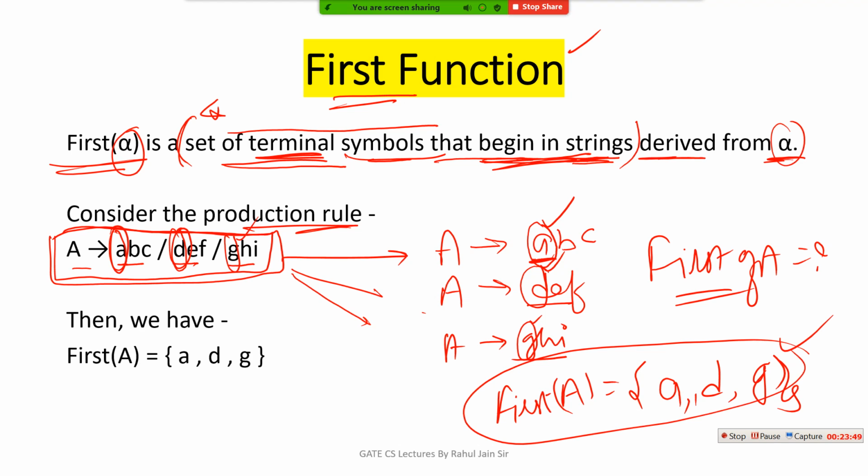This is the simplest question of the first function. What you need to do is answer with the set of terminal symbols that begins a string. I hope it is clear to you. Guys, is this statement clear to you or not? Just respond so that I can move to the next slide and tell you some more rules of calculating the first function. Is it clear to you what the basic definition of the first function is?